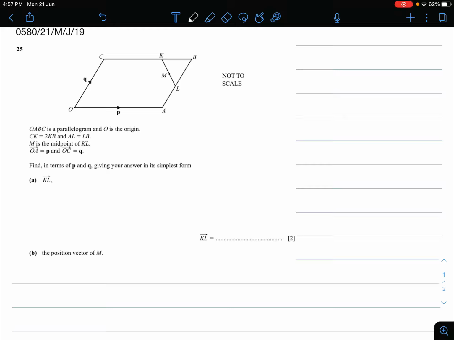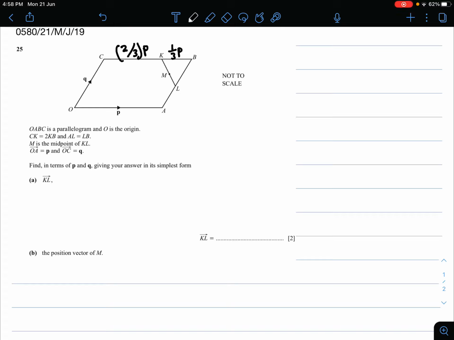OABC is a parallelogram and O is the origin. CK is equal to 2KB. So we know that the line CB is divided in the ratio 1:2. So we can therefore conclude that CK is 2 out of the 3 portions of the whole line, and KB would be 1/3 of the portions of the whole line. So 1/3p.